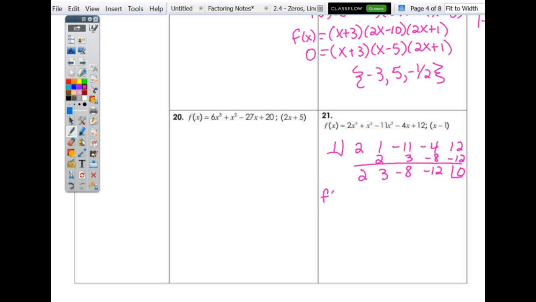So my function is now x minus 1, and this started at x to the 4th, so where do I start my new polynomial? Okay, 2x to the 3rd plus 3x squared minus 8x minus 12. So how do we factor if there's 4 terms? Right. Very good. So we're going to factor by grouping, okay?